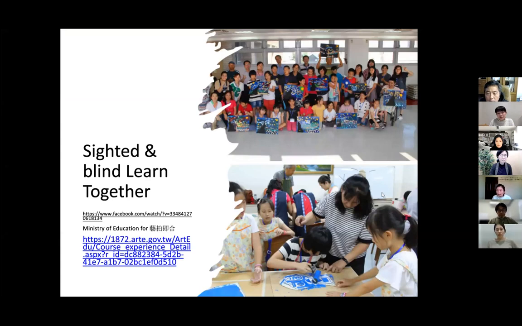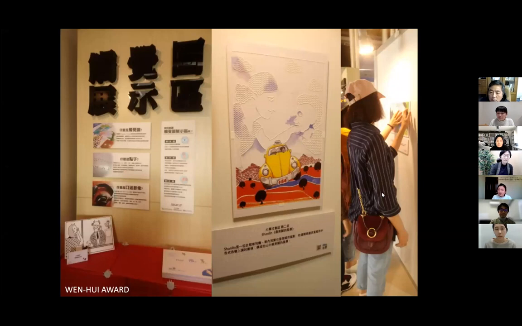And later, I made my course, sighted and blind learning together, for the Ministry of Education, we call it 一拍即合. So regular schools can invite the course into their school. So even sighted students can understand how to learn art from touch, from hearing, and maybe learn with visually impaired students. And this one is what we call the Wenhui Award.